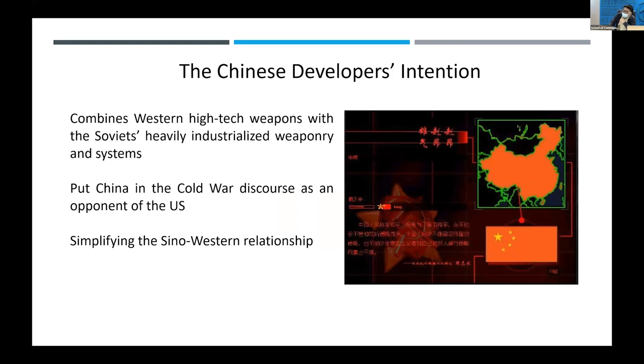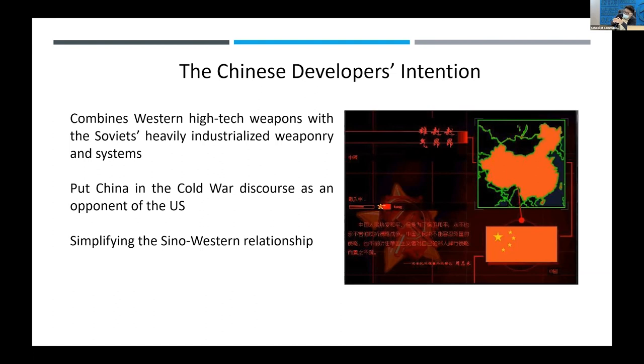And what is the Chinese developer's intention? I'm going to argue that this radical concept about the Chinese version shows the developer's clear ideal regarding the future of China, namely combining the high tech from Western weapons and the sturdy Soviet weaponry and system, to emerge as a significant global power.